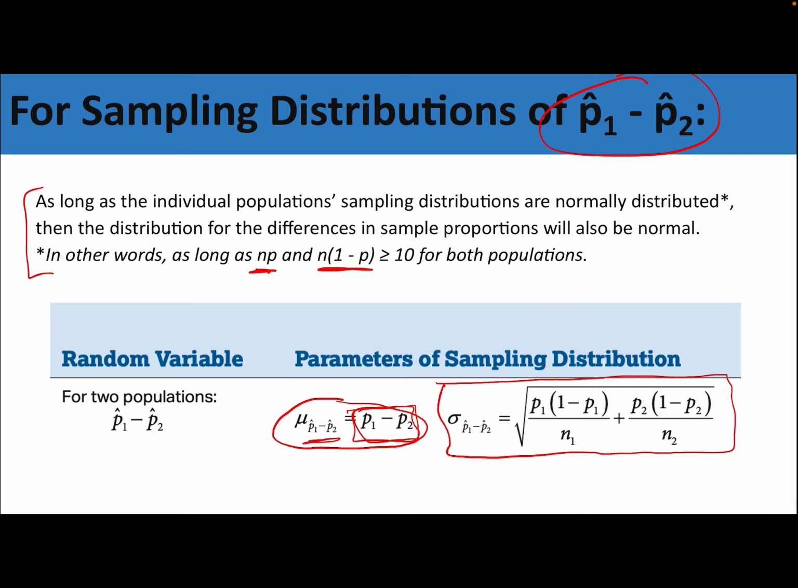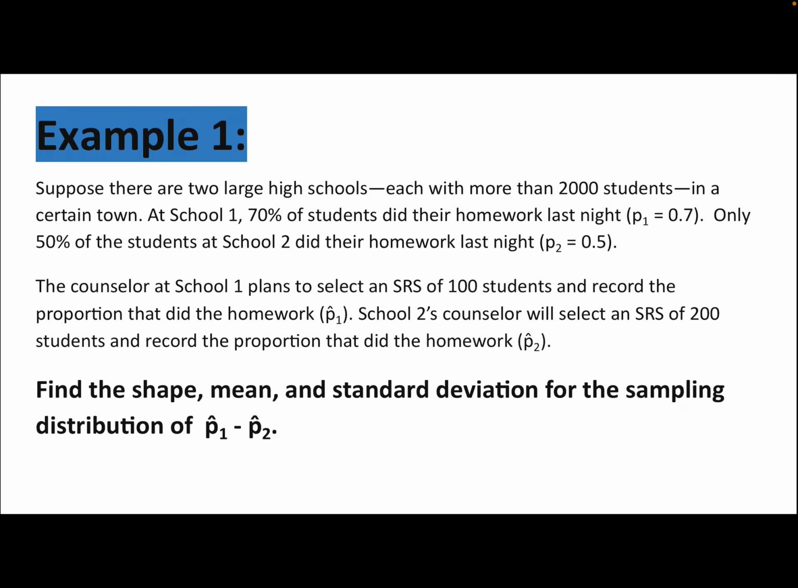And then it tells us our standard deviation formula, which is not quite as straightforward. There's a little bit more calculation involved, but basically it's kind of the same formula as for a single proportion, we're just adding on the second population under that square root. So it looks a lot more complicated.